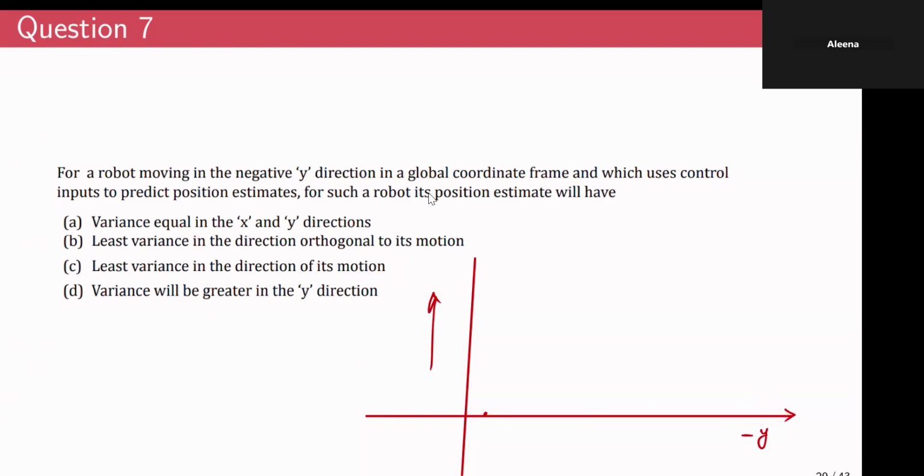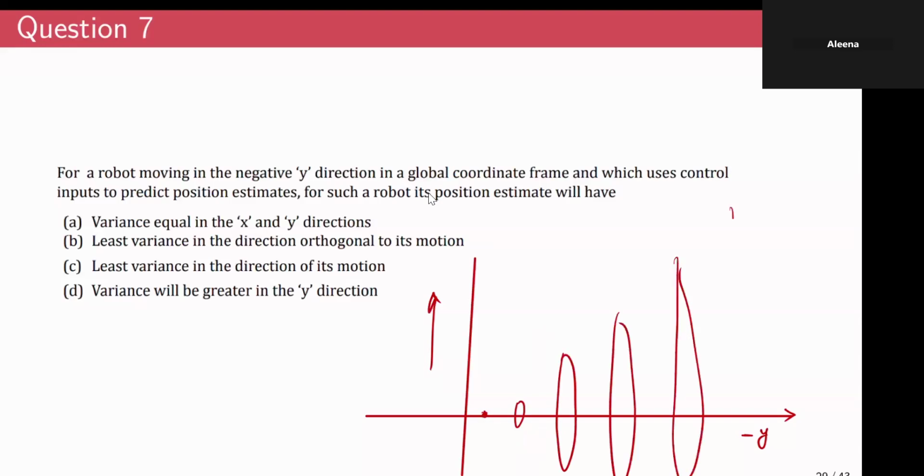And if you can recall the chart earlier that I produced, the ellipsoid depicting the uncertainty. Initially, at the beginning, the uncertainty is very small. And as time goes by, the uncertainty keeps on growing, higher and higher and higher, like so. So what can we infer from this uncertainty ellipsoid?